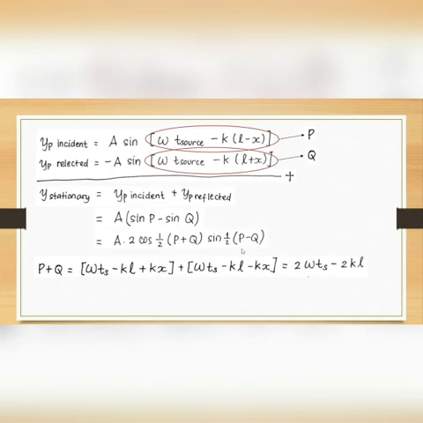While P minus Q is equal to omega TS minus KL plus KX minus omega TS minus KL minus KX. So we can see that omega TS minus omega TS will be 0. Minus KL minus KL will also be 0. So there is only 2KX left.